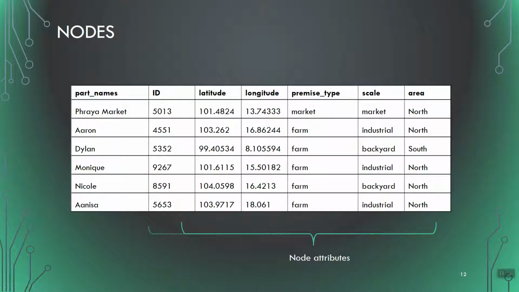This example that I brought here, I think I mentioned the other day, but if I didn't, I'll say it now. It's an example about farms and pigs. This is simulated data. It doesn't exist. The participant names are the names of fictitious farmers. We have a special ID for each of them: latitude, longitude, premise type, farm, market, or we have others. Scale, how big that farm is, like industrial, a big one, or backyard, a small one, and where in the country it is, like in the north or in the south. So these are just some examples.